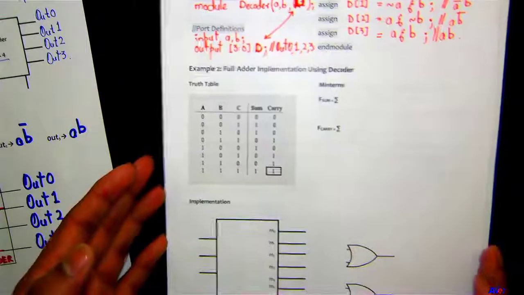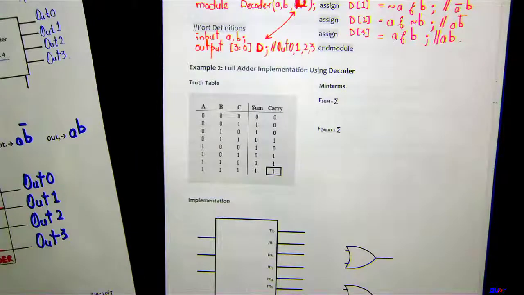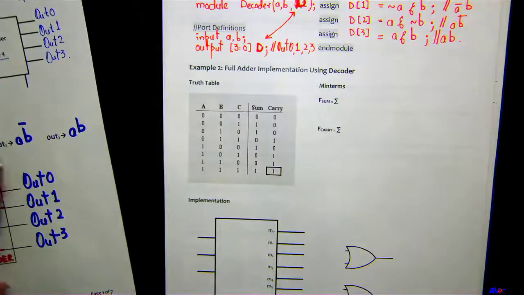Moving on to example number 2. The good thing about decoder is you can actually implement any truth table using decoder. There will be some applications where there's going to be a huge combinational circuit, but instead of making that combinational circuit, you can actually use decoder, and it is so simple. So this next example is going to explain how you can do that.